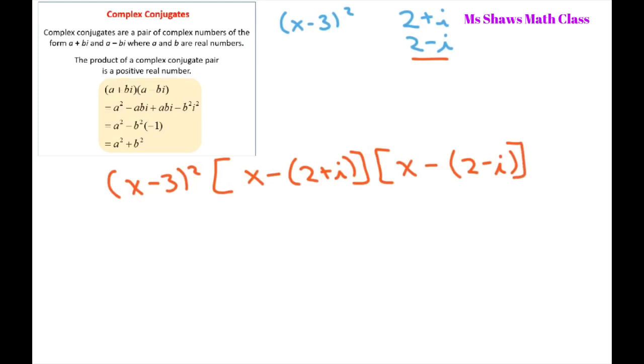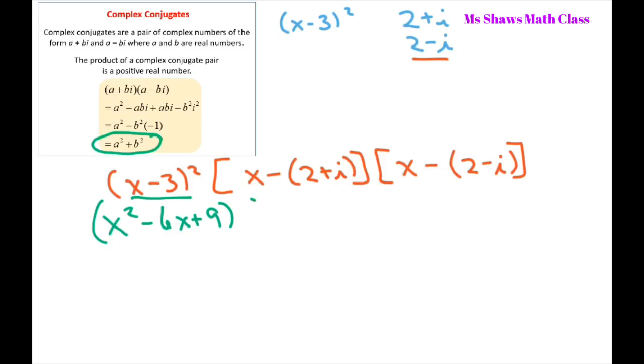And what I did here is I wrote this in the form of, now I have to use the associative property. So I want to use it so I can do this a squared plus b squared. So I'm going to go ahead and take care of this. This is x squared minus 6x plus 9.